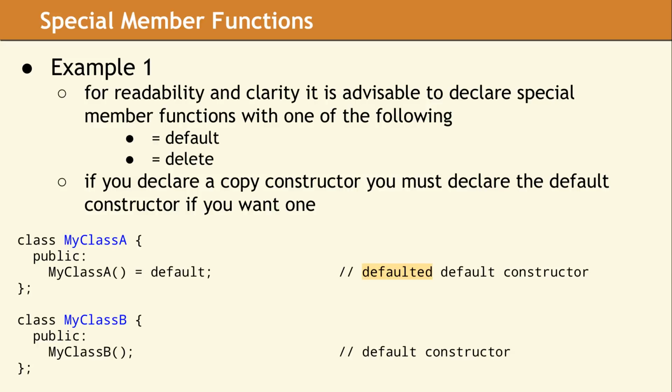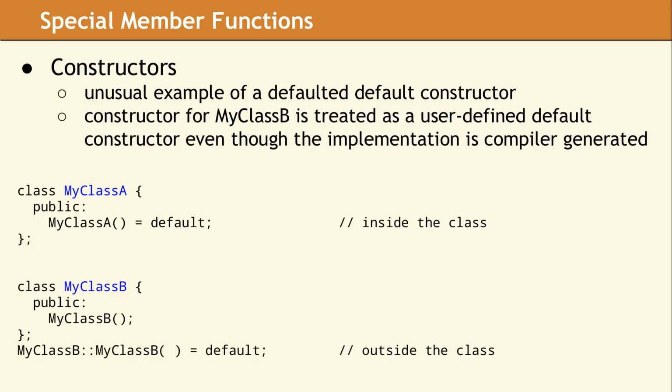The first word, defaulted, reflects the part of the declaration which says equals default. It does not refer to the fact that this is the default constructor. This is an example involving the default constructor. In my class A, the default constructor is again marked as equals default. This function will have a compiler-generated implementation and is not user-defined.